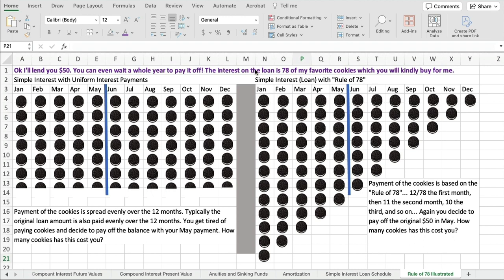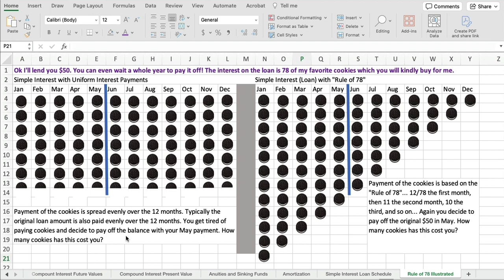And the interest on the loan is going to be 78 of my favorite cookies, which you will kindly buy for me each month using one of these two patterns here. So you get to decide whether you're just going to distribute those 78 cookies evenly across the 12 months, or are we going to use the rule of 78? I'm going to explain that to you here.